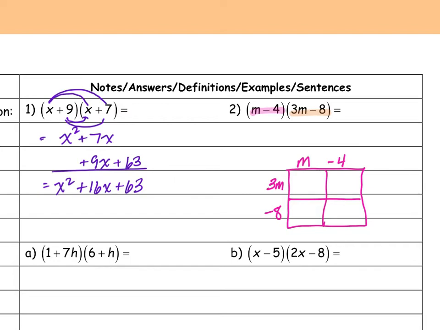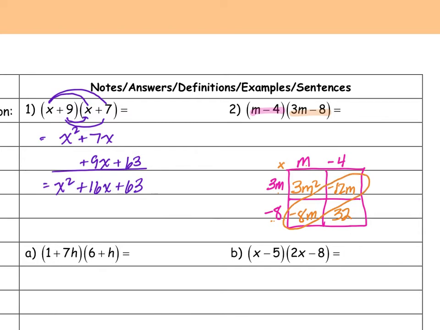I go 3m times m. So this is a multiplication table. 3m times m gives me 3m squared. And 3m times negative 4 gives me negative 12m. And m times negative 8 gives me negative 8m. And negative 8 times negative 4 gives me 32. And the nice thing about doing the table is my like terms are always on the diagonal. So always on the diagonal.